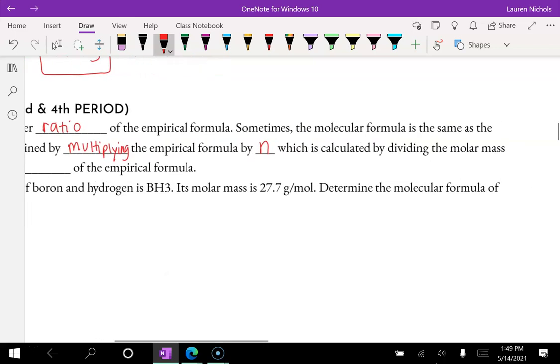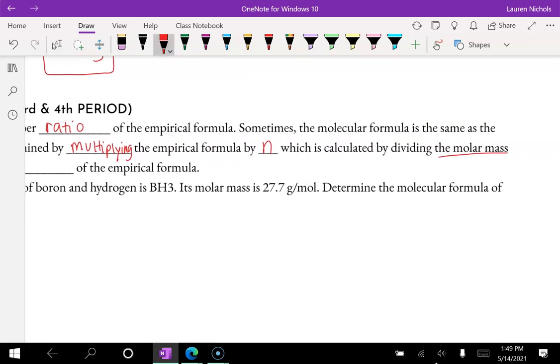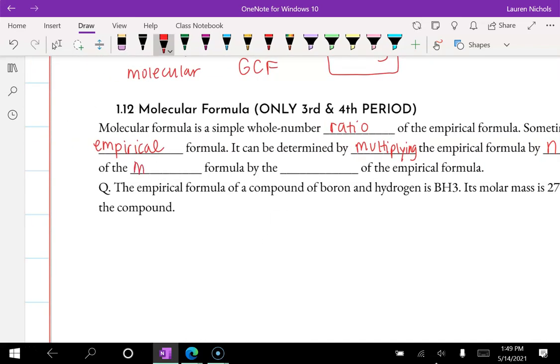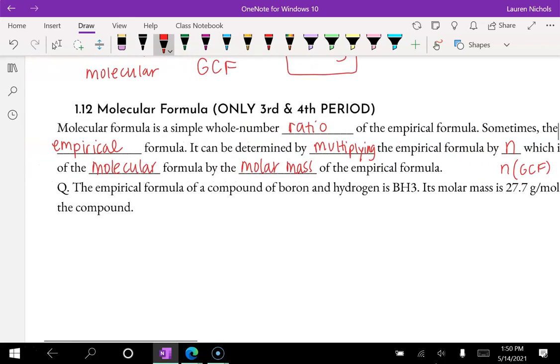Now, N, we know with the ideal gas law is moles, but when we're talking about empirical and molecular formula, we calculate it by dividing the molar mass of the molecular formula by the molar mass of our empirical formula. So I'll write that kind of in a symbol here. So when we talk about N, or your greatest common factor, okay, it's your molar mass of your molecular formula divided by the molar mass of your empirical formula. So let's take a look at this problem.